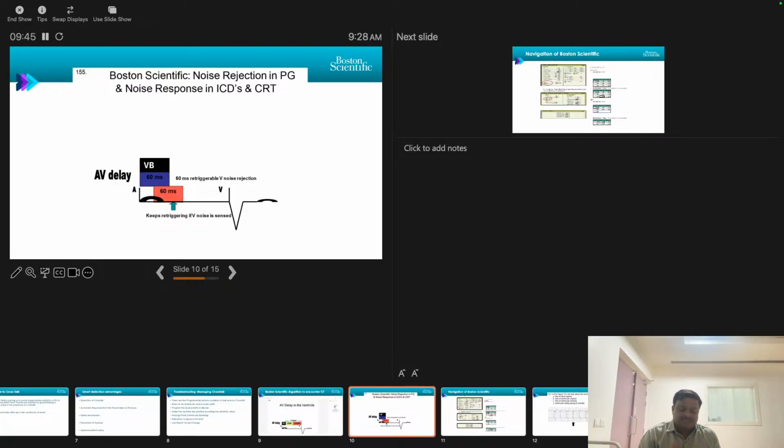So first 30 plus 60, 90 milliseconds are happening. After 90 milliseconds, if something comes, that means there is no crosstalk window there. After 90 milliseconds, the device will look for the ventricular activity. If ventricular activity is not happening, then after the expiry of the AV delay, the device will deliver a pacing spike to assure the ventricular capture. So this is how a Boston Scientific device will deal when crosstalk is happening.